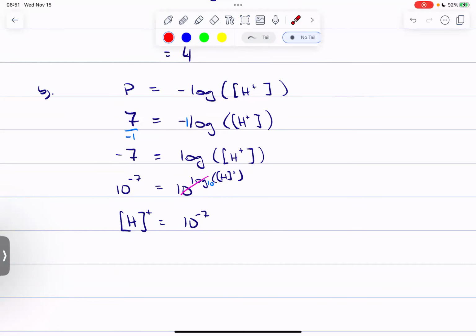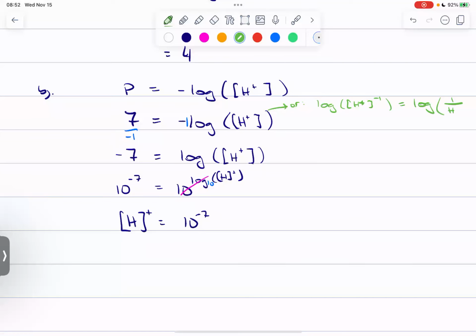Should I write that down? No. I was just making sure. Too late. When you switch to negatives, it doesn't make what's in the bracket negative also. No, because it's multiplying the log. Yeah. Nice. So, or you could have rewritten it as the log of H plus to the negative 1, which is the log of 1 over H plus.